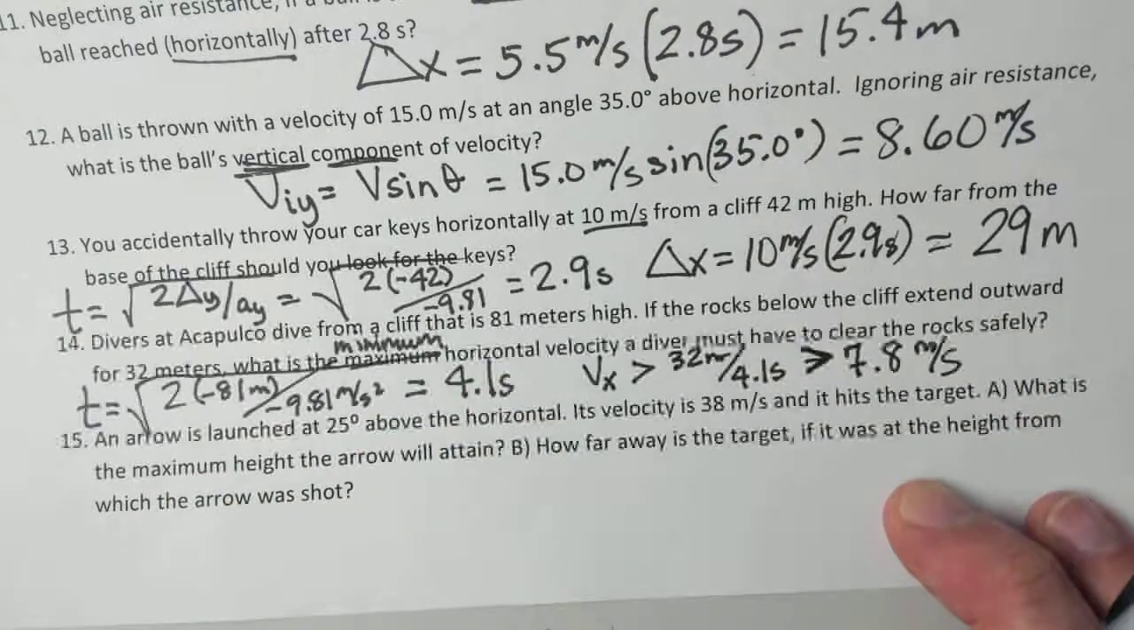So he or she has to be traveling faster than 7.8 meters per second, or else they bump their butt on the rocks.